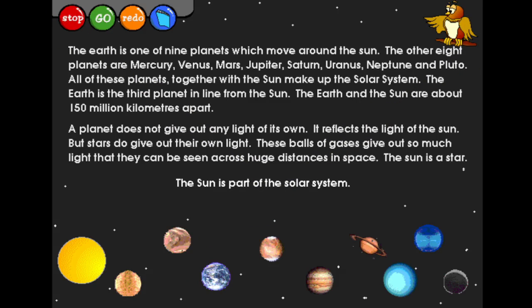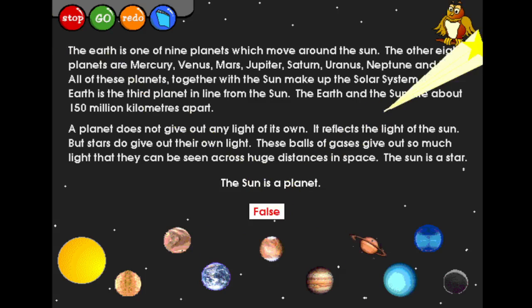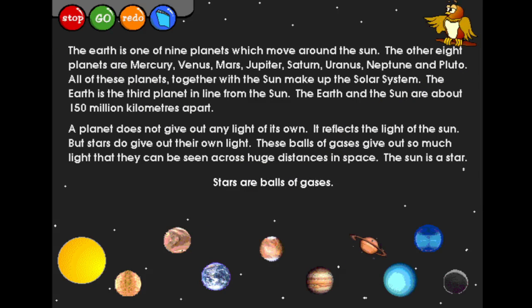The Sun is part of the solar system. Type T for true and F for false. The Sun is a star. Type T for true. Stars are balls of gases. Type T for true. Stars give out their own light. Type T. The Earth and the Sun are 100 million kilometers apart. Type T for true and F for false.